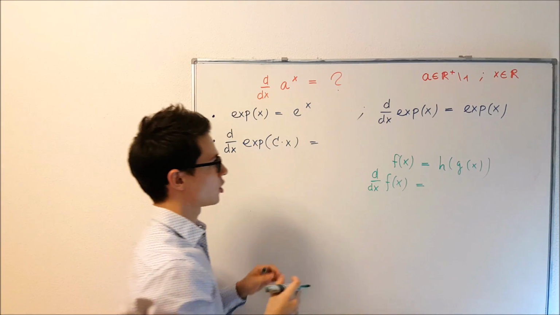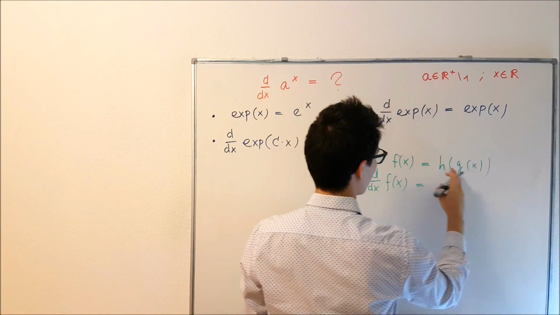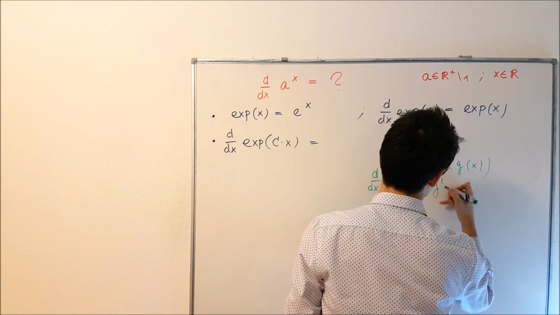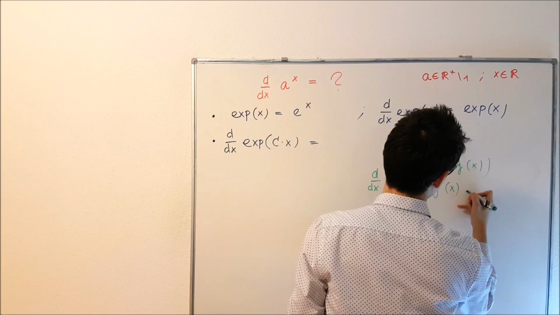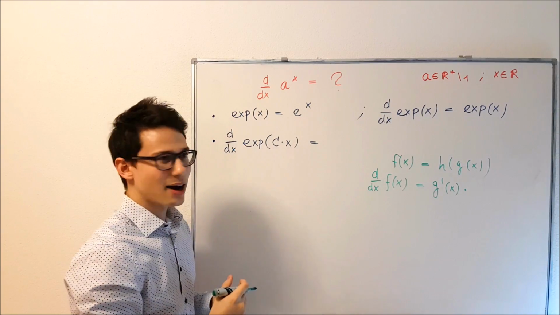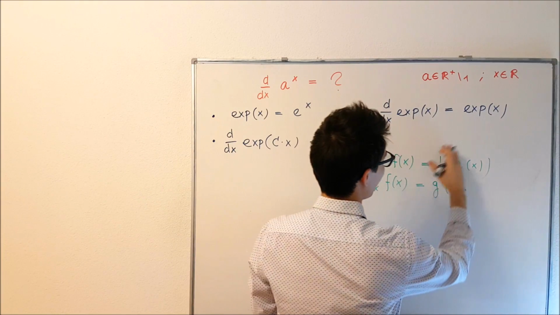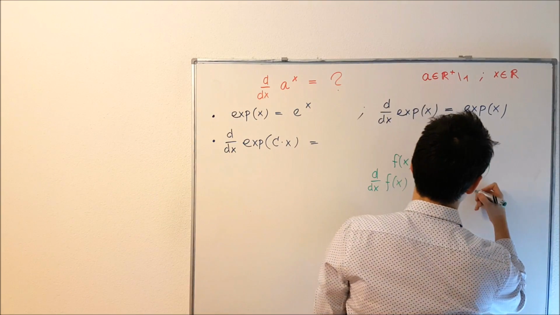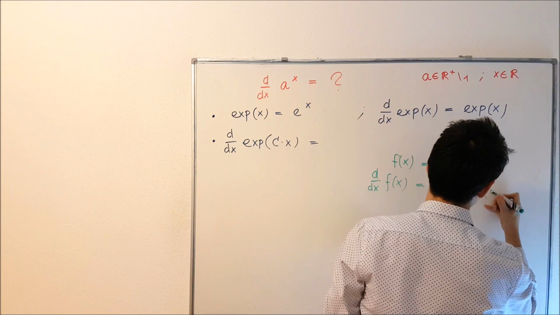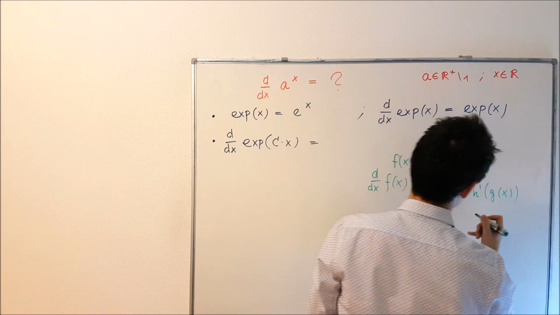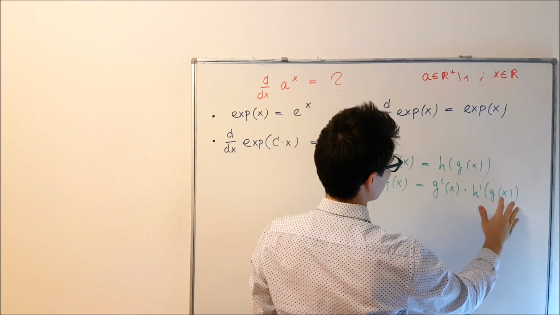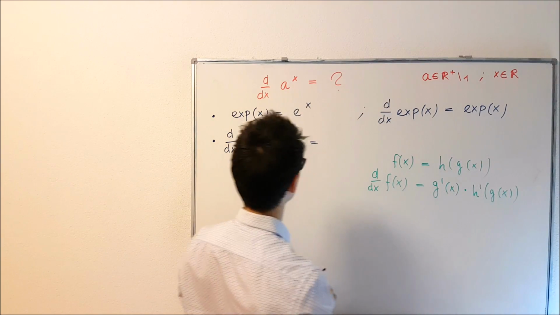we first take the derivative of the inner function, which would be g of x. So we would take g prime of x and multiply it by the derivative of the outer function, which is h of g of x. So h prime of g of x. And here we don't change the inner function, so g of x stays exactly the same.